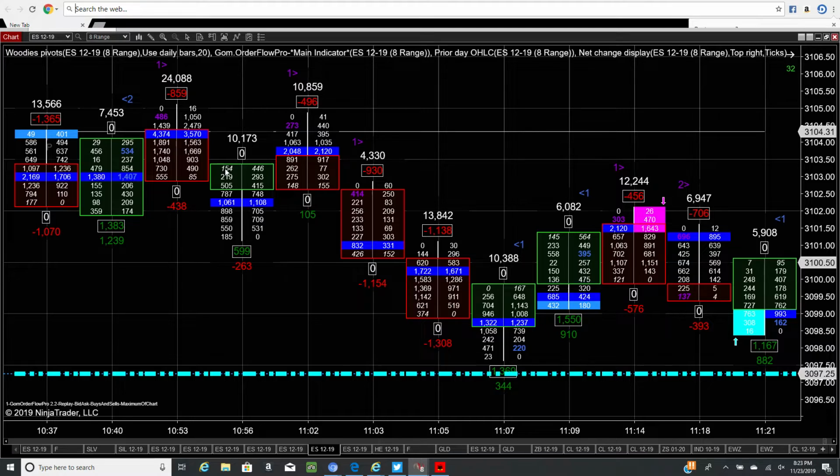So we've got the orders that were on the bid. We've got the orders that were on the offer. We've got the point of control. And then up here, this is the total number of contracts that were traded within this bar. So 10,173 contracts were traded inside this bar. Over here, you had a little over 24,000 contracts that went off. So that's all the volume.